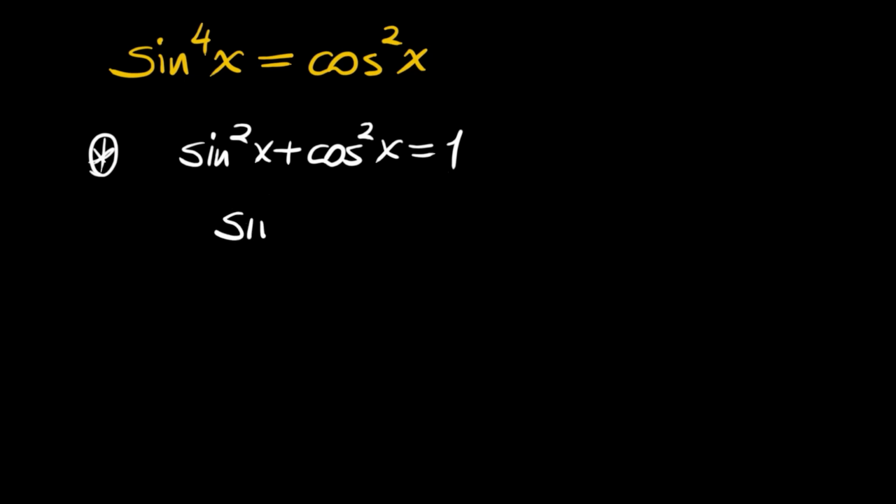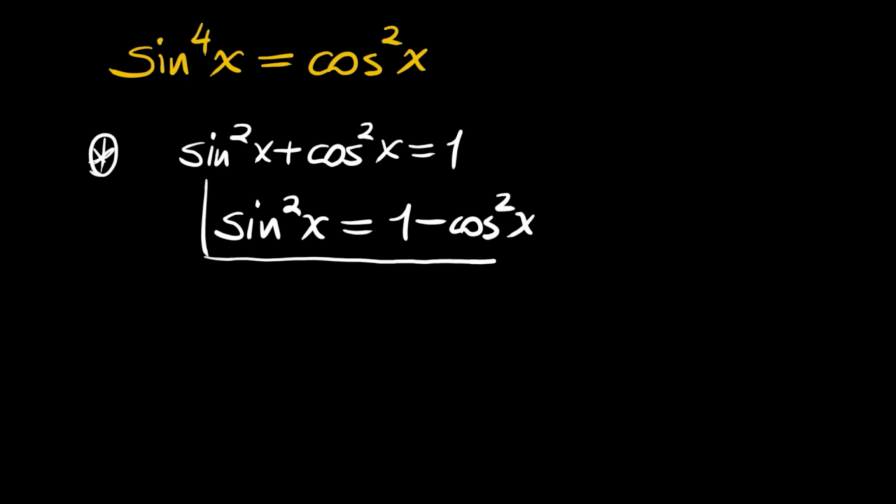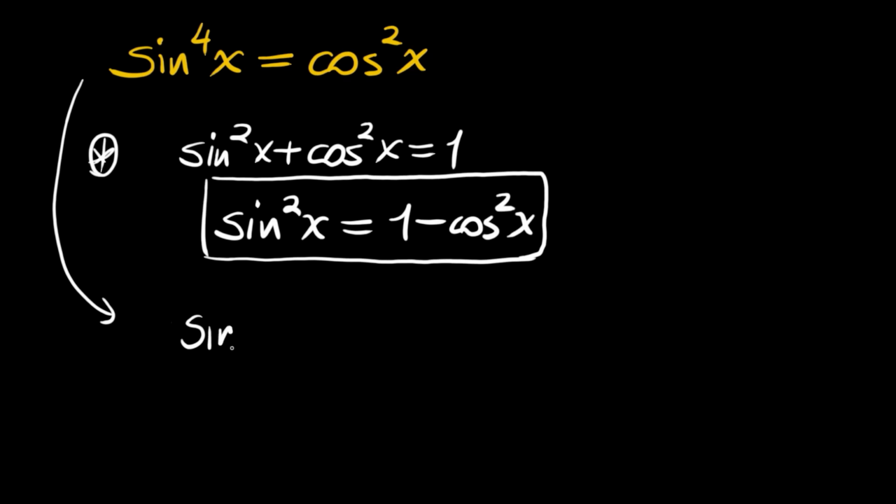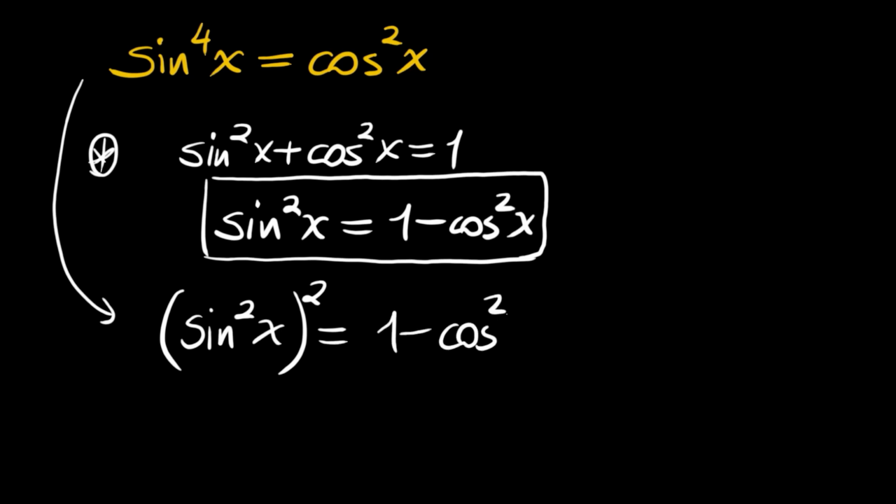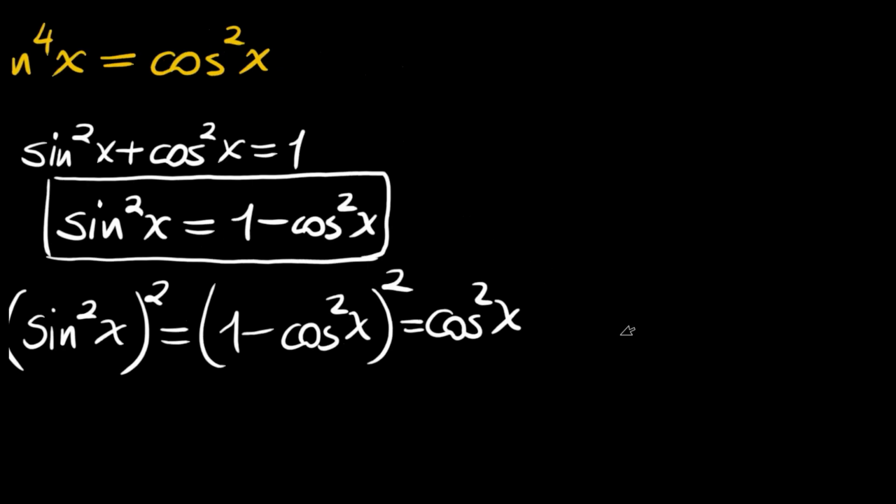Let me just isolate this sine squared x and write 1 minus cosine squared x, and we will plug this into our equation. Now since the fourth power here can be written as squared against squared, we have sine squared against squared. This is equal to 1 minus cosine squared all squared, and it's equal to cosine squared again. Now this is an equation of cosine squared x.